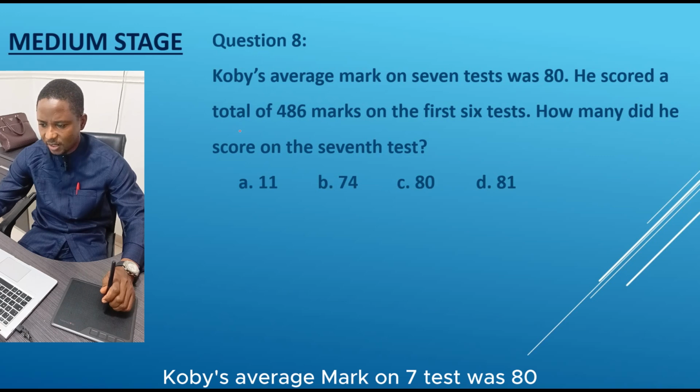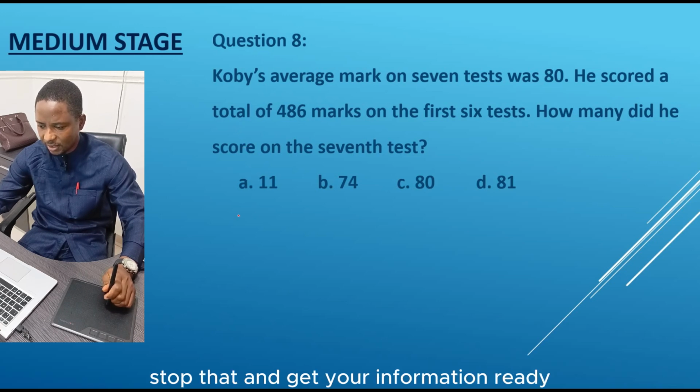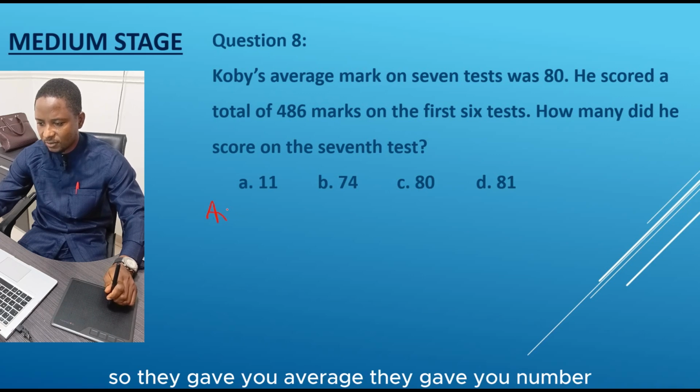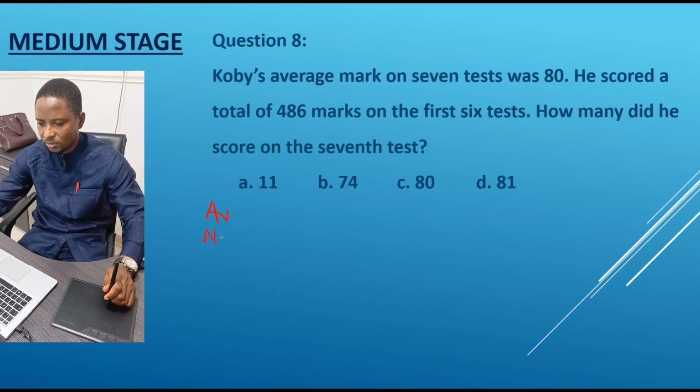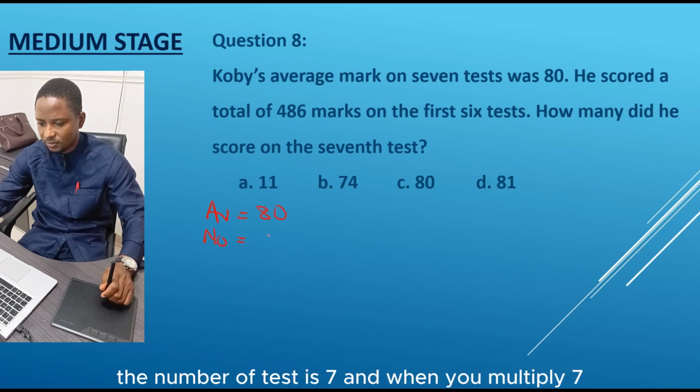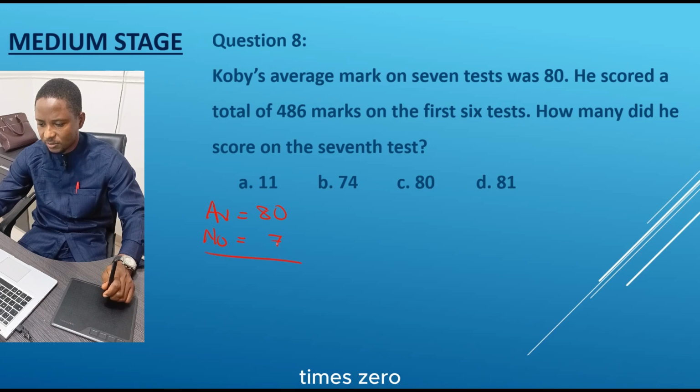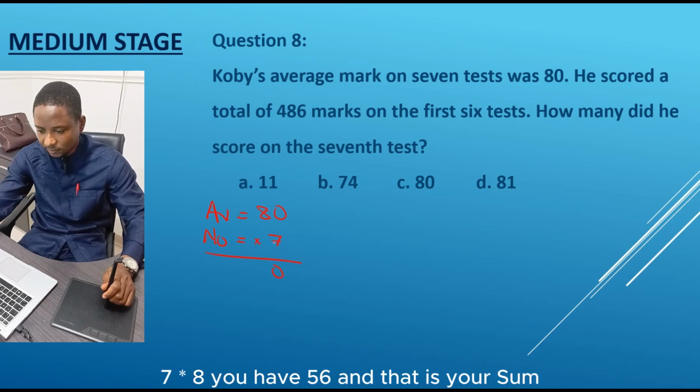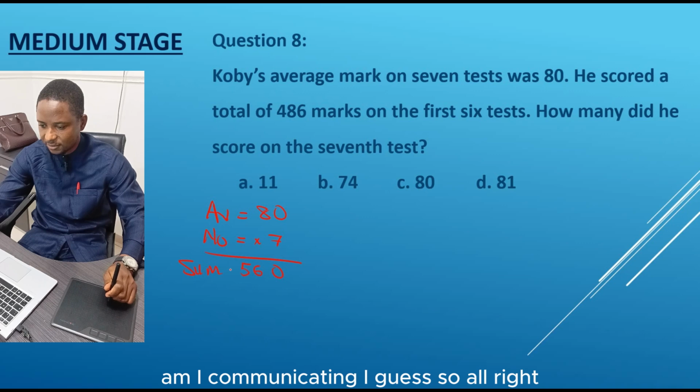Kobe's average mark on 7 tests was 80. Stop there and get your information ready. So they gave you average, they gave you number. The average is actually 80. The number of tests is 7. And when you multiply 7 times 0, you have 0. 7 times 8, you have 56. And that is your sum. Am I communicating? I guess so.